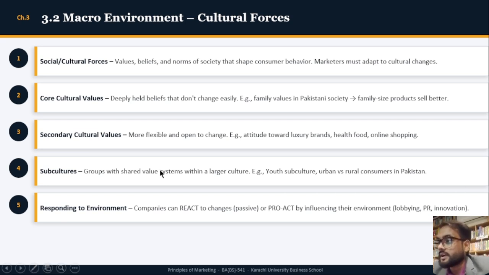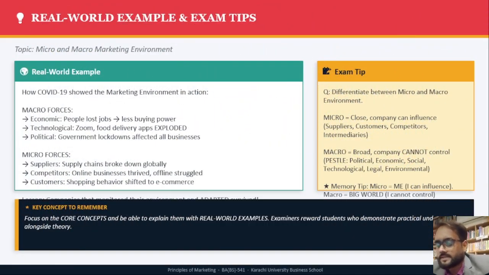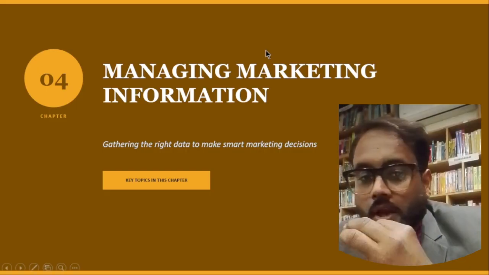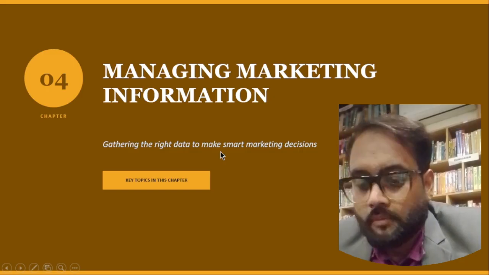You can also see social core values, secondary cultural values, subcultural values responding to the environment. So these all come in the category of the macro environments. So let's move toward the next chapter, which is managing marketing information: gathering the right data to make smart marketing decisions.